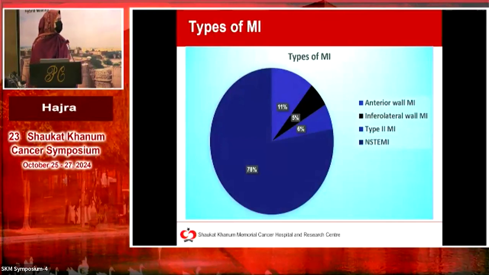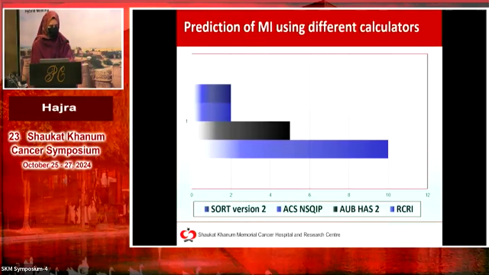Now, most of our patients, that is about 78% of our population, had NSTEMI, followed by anterior wall MI, while a few patients had inferolateral wall MI and type 2 MI. The risk factor tools we used showed that SORT version 2 and ACS NSQIP were poor indicators of adverse cardiac outcomes in our population, while the AUB HAS-2 score predicted only 5 patients, and the RCRI, that is the Revised Cardiac Risk Index, predicted a much higher proportion of patients.